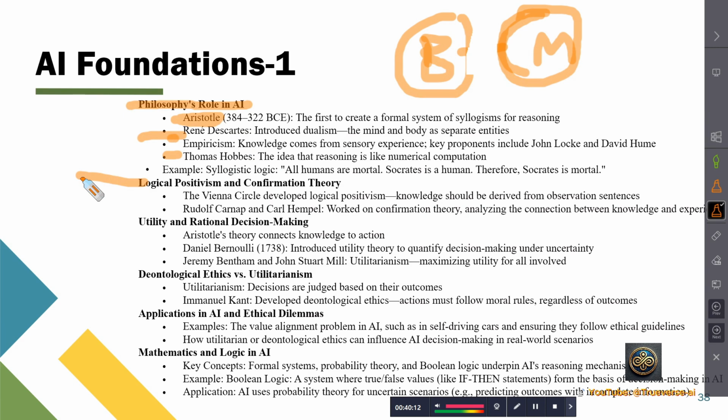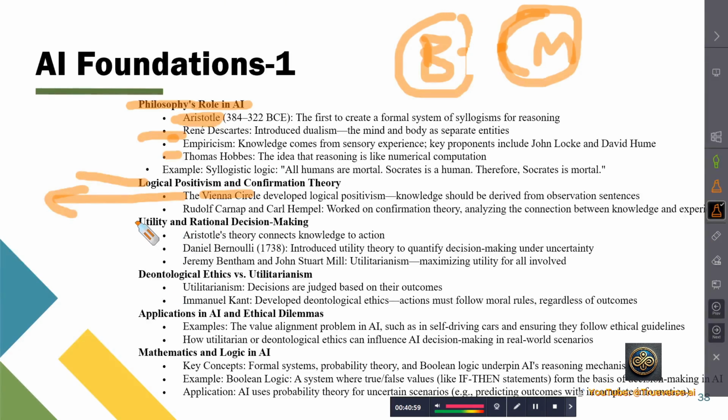Another foundation of AI: logical positivism and confirmation theory. The Vienna Circle developed logical positivism, a philosophy asserting knowledge should be derived from observation and empirical data. So what this is trying to say is that data should be practical data, not simulated data.